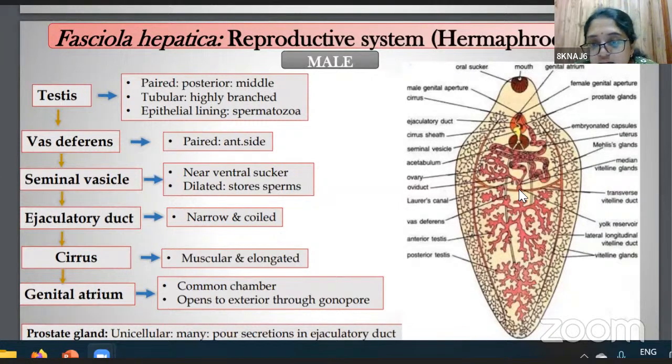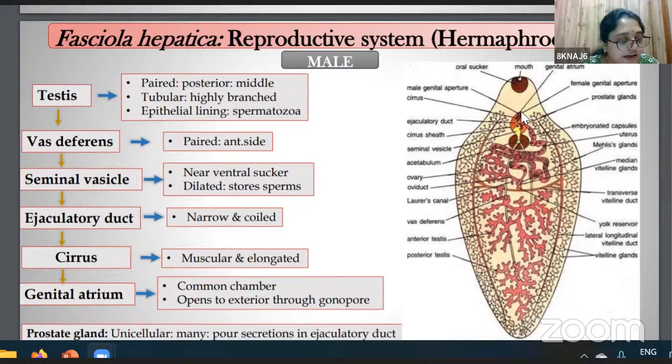You have a uterus that is present. And this uterus extends up to the genital atrium over here and opens through the female genital aperture. This aperture is close to the male genital aperture on the right side. So both the male and the female genital apertures are close together. And then this uterus stores a large number of capsules which have fertilized eggs. Then the terminal part is muscular and serves to eject the capsules. And this is known as the metraterm.